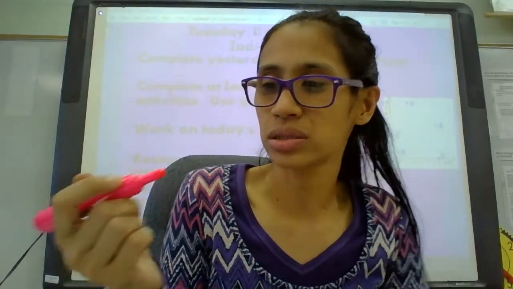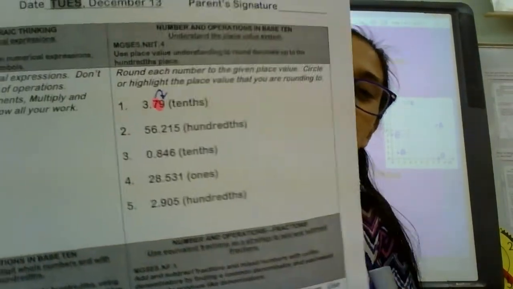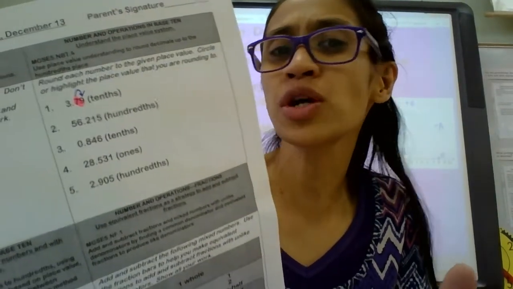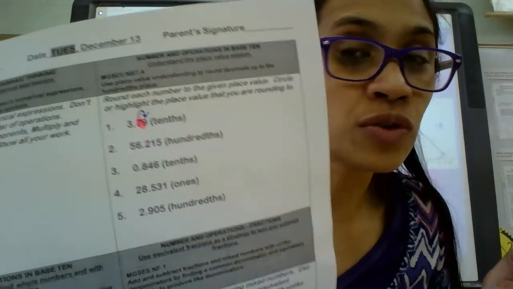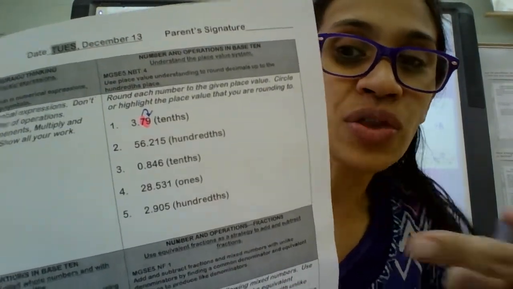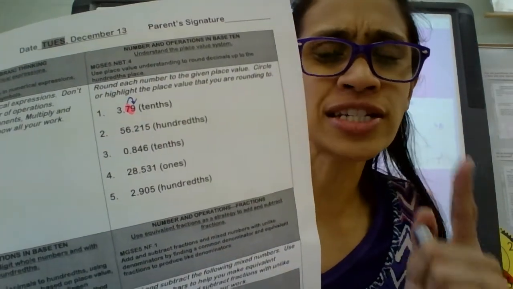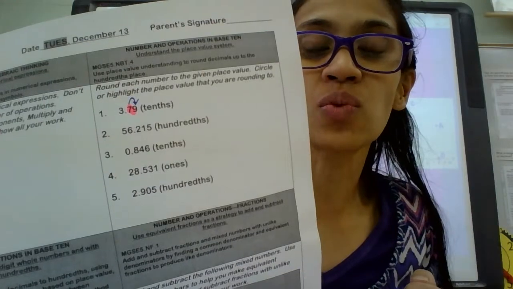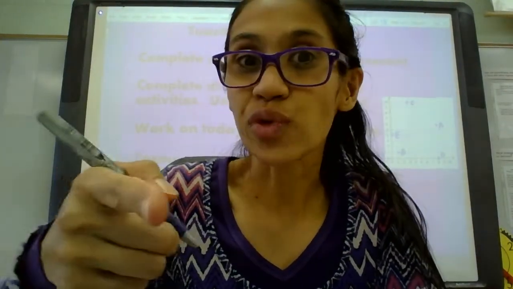Now I need to use the thinner part of the highlighter. The 7 looks at the 9. Number 9, I have a question for you. Are you less than 5? No. Are you 5 or more? Yes. So that 9 is 5 or more. So what happens to the 7? Bam, it increases by 1. So that 7 becomes a what? It becomes an 8. Let's write it down.